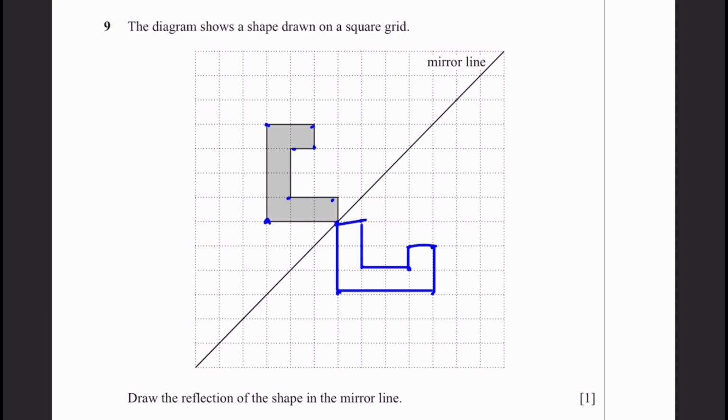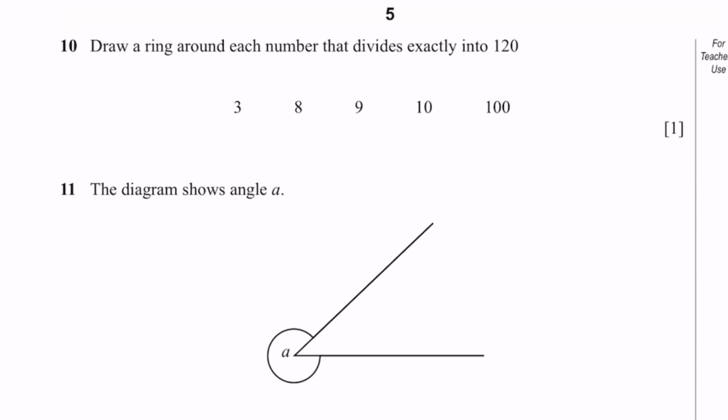And we get the same shape, but it is reflected on this diagonal middle line. That's the answer. Then, draw a ring around each number that divides exactly into 120.